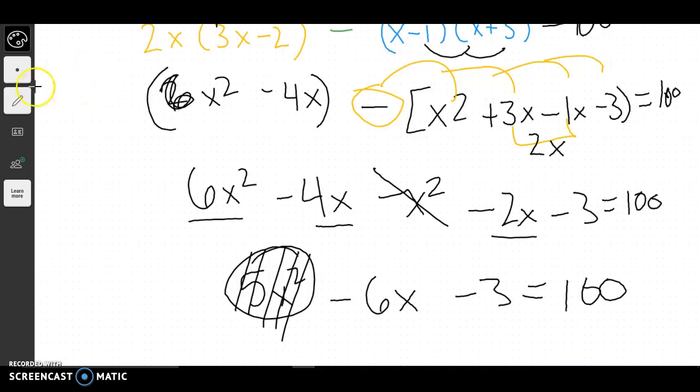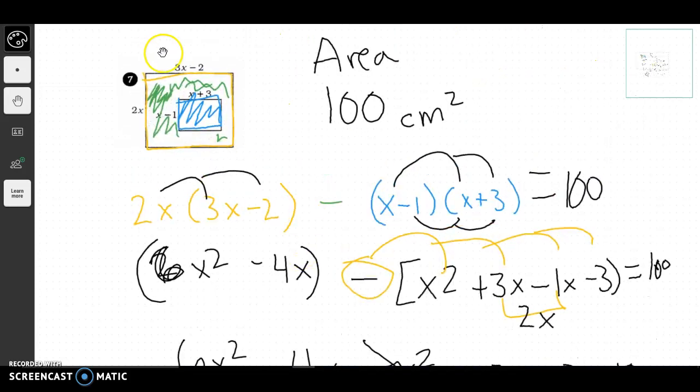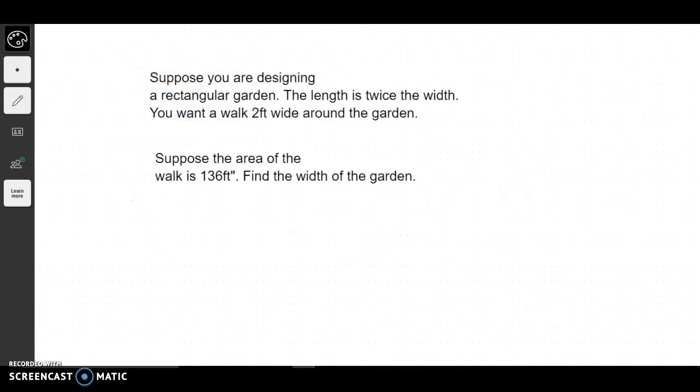Let's do one last problem where they don't give us the box. So if they don't even give us the box, we kind of had to write it up. Okay, so let's try to take all our skills together today and combine them and find out the answer to this word problem. So suppose you're designing a rectangular garden. The length is twice the width. You want a walk 2 feet wide around the garden. And so suppose the area of the walk is 136 feet. Find the width of the garden.